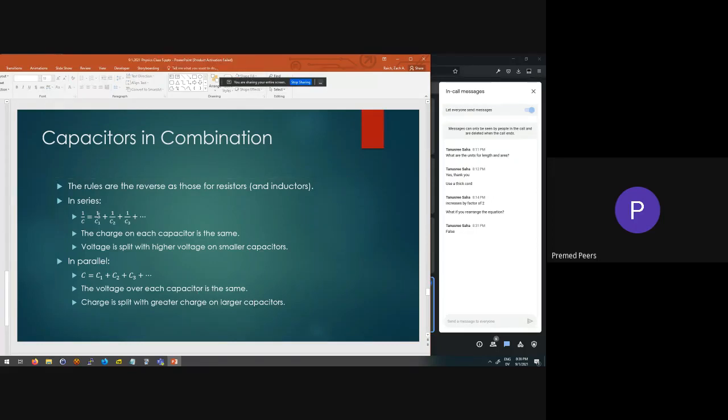In series, it's this inverse thing, and so it's actually going to be lower. This is a little bit less intuitive, but you just need to know the rule for the MCAT. If you're curious, there are some videos online that explain really well why this is the case intuitively. In series, the charge on each capacitor is the same, and the voltage will be split. You could use Q equals CV to find the voltage, and the voltage is going to be higher on the smaller capacitors.